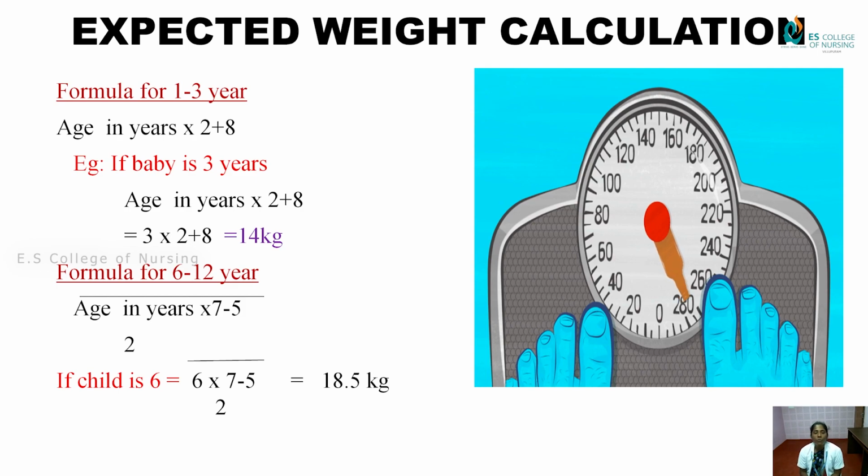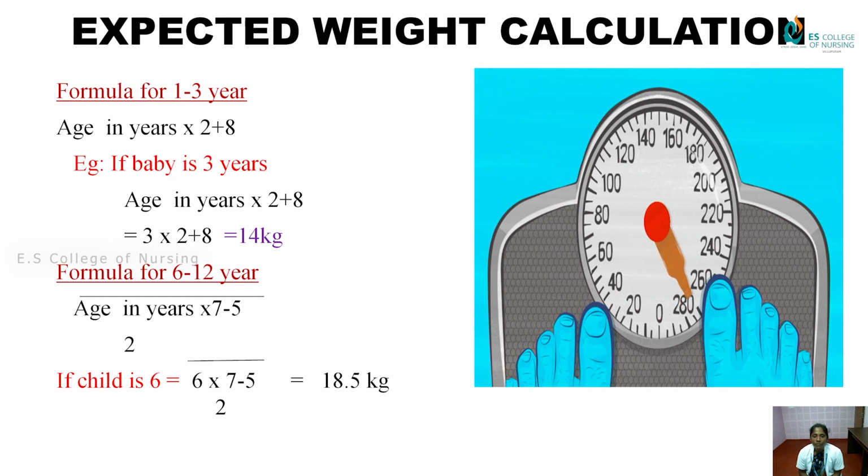Then coming to 1 to 3 years, as I said previously, for an infant it is age in months plus 9, whole divided by 2. When they come to 1 to 3 years, we use age in years × 2 + 8. For example, if a baby is 3 years old, we use age in years × 2 + 8, so 3 × 2 + 8 comes to 14 kg. So we expect the weight of a 3-year-old baby to be 14 kg. Hope you have understood this.